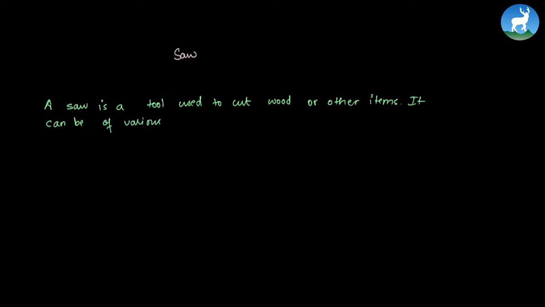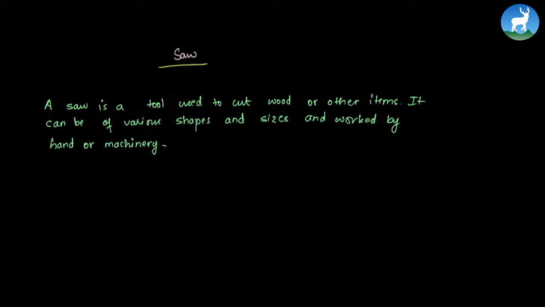Now let's look at another example. Now we describe a saw. So in this description, we have used some infinitives. We are describing a saw. A saw is a tool used to cut wood or other items. It can be of various shapes and sizes and worked by hand or machinery. Notice that we use an infinitive here, which is to plus verb, that's to cut.